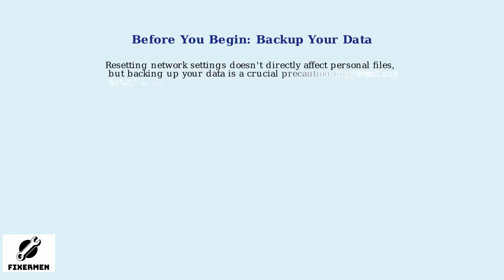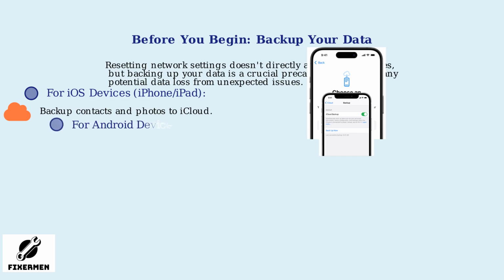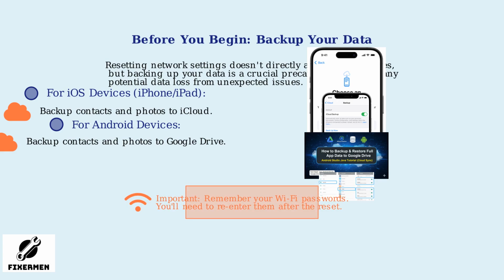Before resetting network settings, it's essential to back up your important data as a precaution. While the reset itself doesn't directly affect personal files like contacts and photos, backing them up ensures safety against any unexpected issues. For iOS devices like iPhone or iPad, back up your contacts and photos to iCloud. Make sure iCloud backup is enabled and consider doing a manual backup now. For Android devices, back up your contacts and photos to Google Drive. Check that your Google account sync is enabled for these items. Also, make sure you remember or have access to your Wi-Fi passwords, as you'll need to re-enter them after the network settings reset.